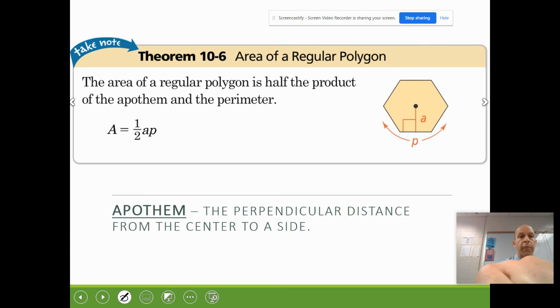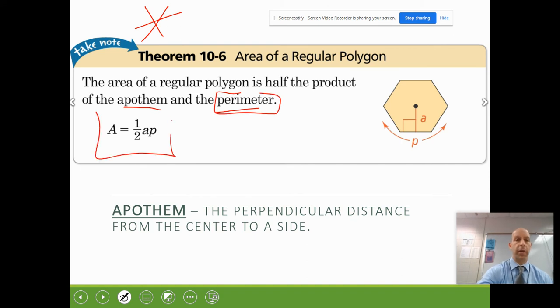All right, now this is the main idea of the lesson today, and that's finding the areas of a regular polygon. And here is the formula. The formula for the area of a regular polygon is 1/2 the product of the apothem and the perimeter. Now first let's focus on the perimeter. The perimeter is just the distance around. So if you need to know the perimeter, you just add up all the sides. In this case, it's a hexagon, so you'd add up the 6 sides.